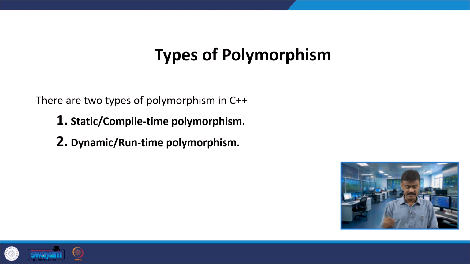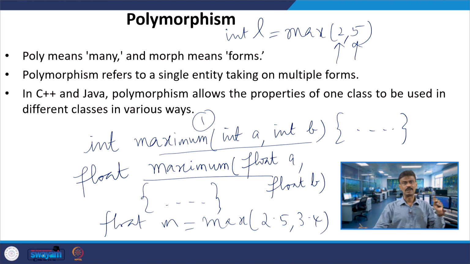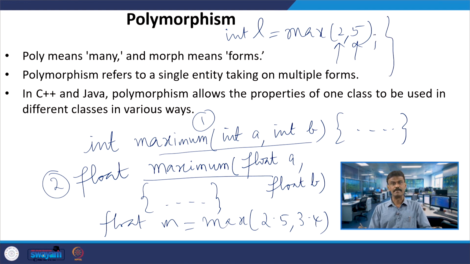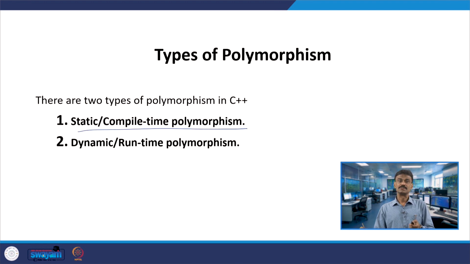In the first case, the compile time polymorphism, as in the previous example, assume that without a class we are writing two functions of the same name, one is this and the second one is this. When I call this in the main, which one will be called? This will be decided during compile time. Therefore, this is called compile time polymorphism, or static binding or static polymorphism.